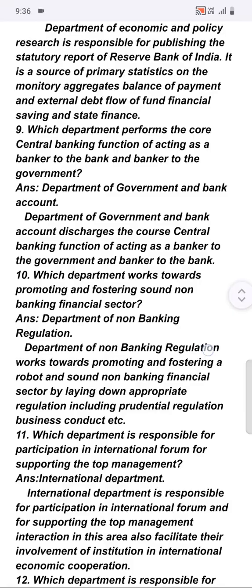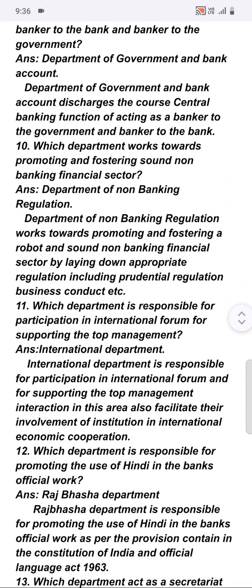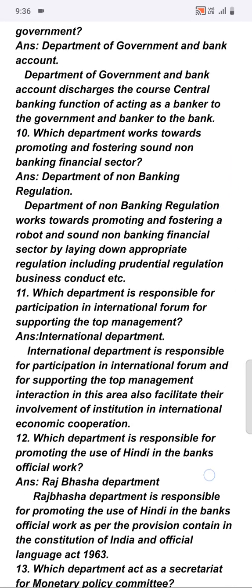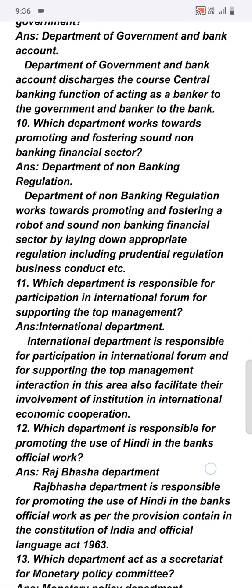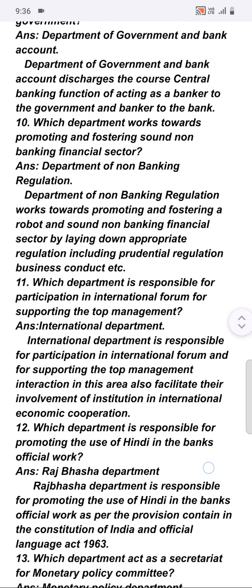Question number 10. Which department works towards promoting and fostering a sound non-banking financial sector? So here the answer is Department of Non-Banking Regulation. Department of Non-Banking Regulation works towards fostering and promoting a robust and sound non-banking financial sector by laying down appropriate regulation including prudential regulation, business conduct, etc.